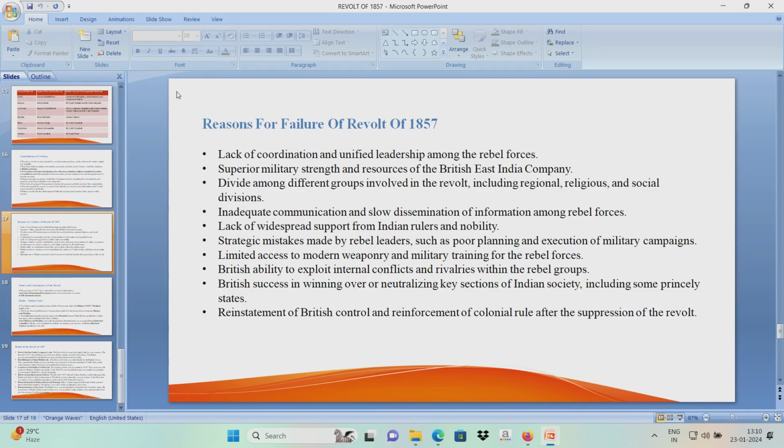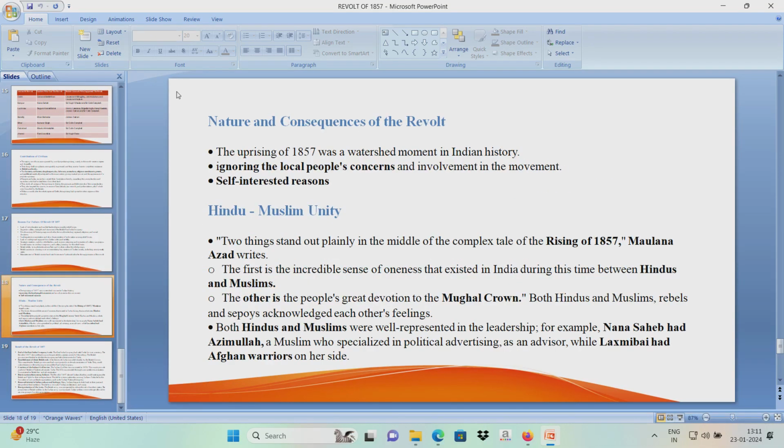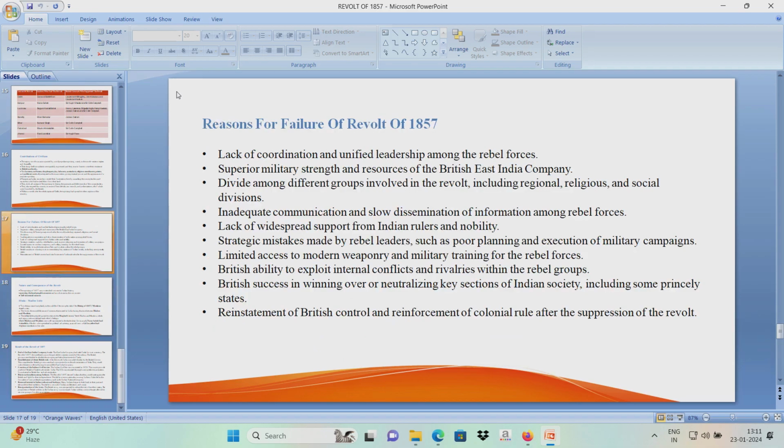And in terms of generalship, the main rebel commanders, Nana Sahib, Tantia Tope, Kunwar Singh and Lakshmi Bai, were no match for the British opponents. The East India Company, on the other hand, was lucky to have persons of remarkable abilities such as the Lawrence brothers, John Nicholson, James Outram and Henry Havelock and others. So there was no unified ideology.